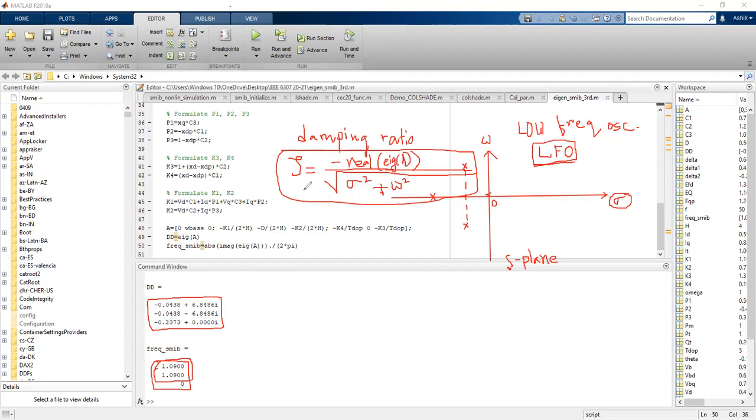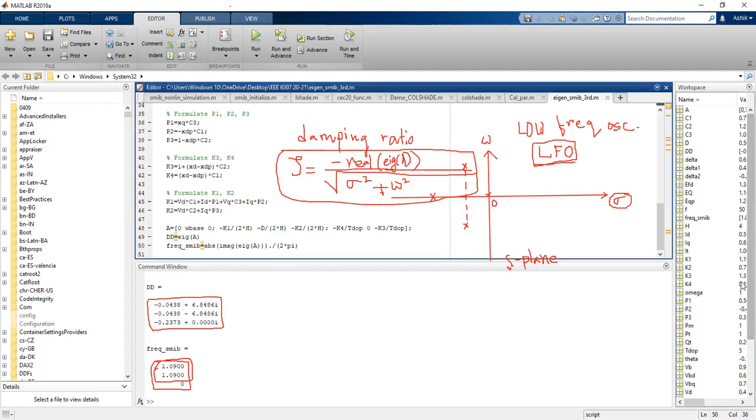Okay, so now let's try to calculate this damping ratio zeta in MATLAB. So try to put it: zeta equals minus real part of eig of A, divided by square root of real part of eig A squared plus imaginary part of eig A squared.